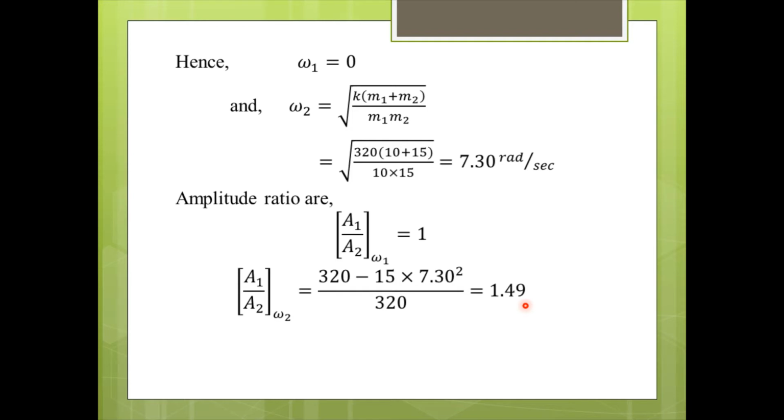Now this is a very important point where we can show that when there is a semi-definite system, the first natural frequency is always equal to 0, and hence the amplitude ratio is equal to 1. And the second natural frequency bears a value which is different from 0, and because of this value, the second amplitude ratio is always different from 1.